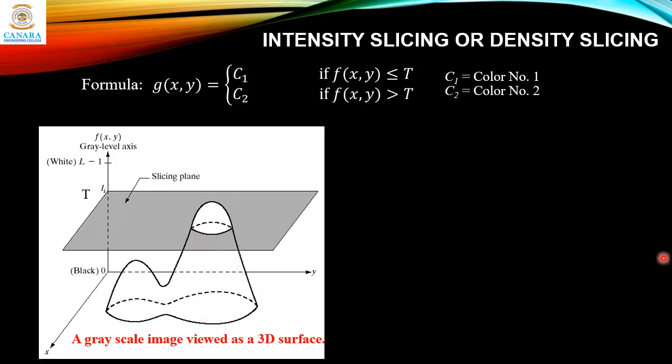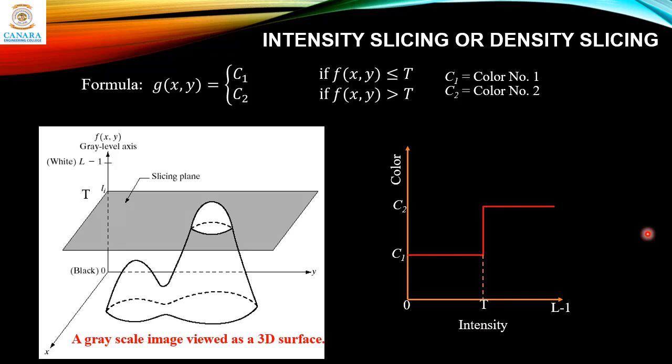Very simple example. So how it works out is we have the axes x and y, the level L minus 1 for intensity, and the color. The colors we are using are C1 and C2, only two colors. So we have a threshold, and if the intensity is less than that threshold, we'll use C1. If it is more than that threshold, we'll use C2. So this is how it works.